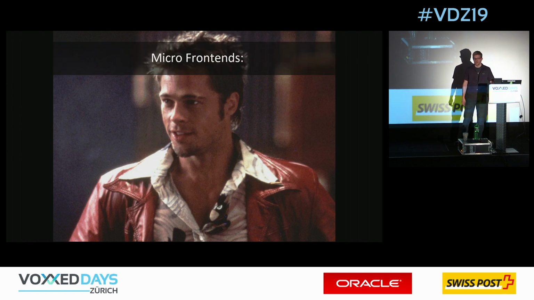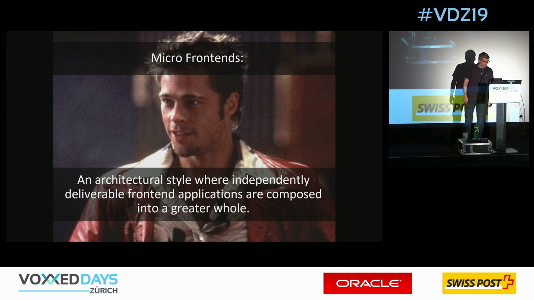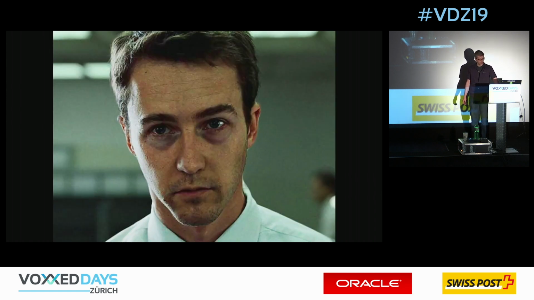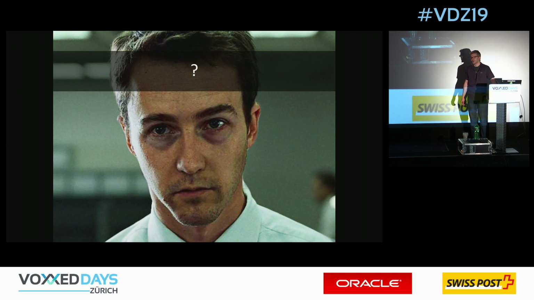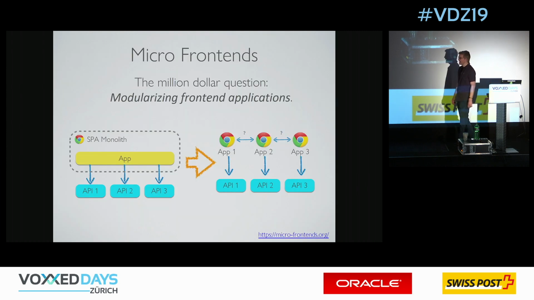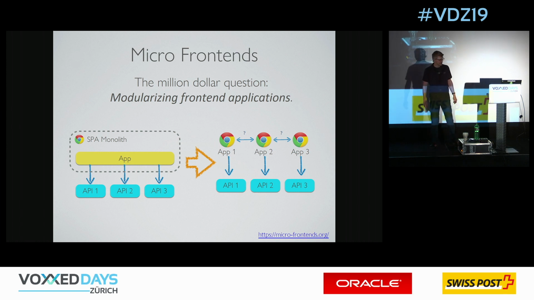You build micro-frontends, and if you Google micro-frontends, then you find something like, it is an architectural style where independently deliverable front-end applications are composed into a greater whole. And still, I don't know what to do. So that's the million-dollar question: how do we modularize our front ends?